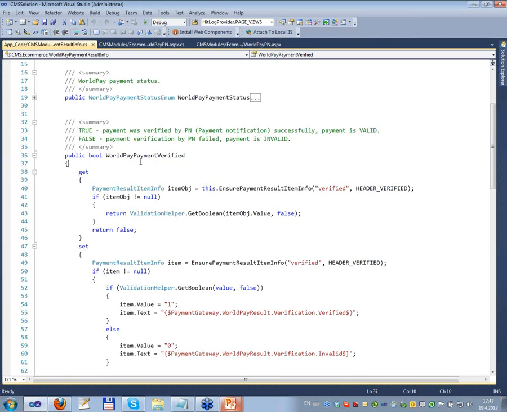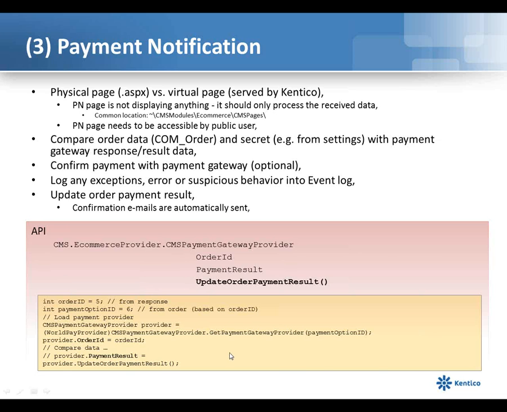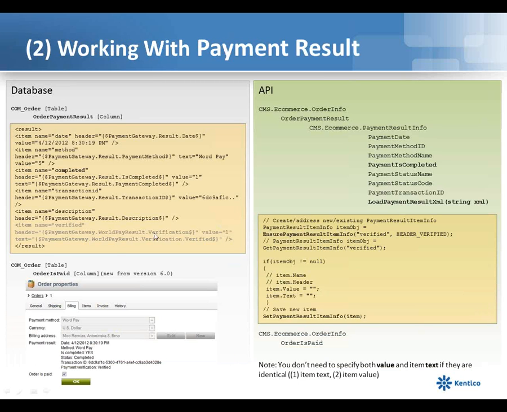In this property, I am using payment result item info. The payment result item info, as I explained, is one item within the XML representation of the payment result. So in this case, I've introduced an item called verified, and hopefully you can see at the bottom of the screen, this is also shown within my user interface. So the system automatically shows everything.